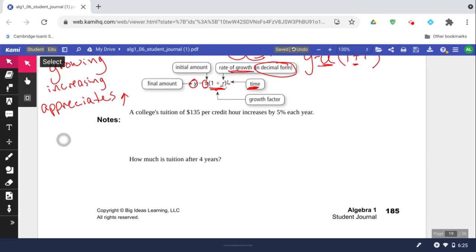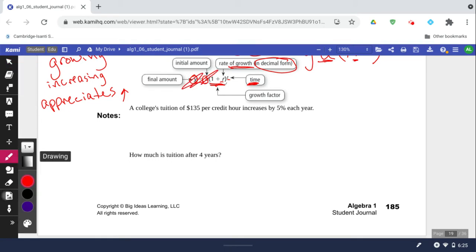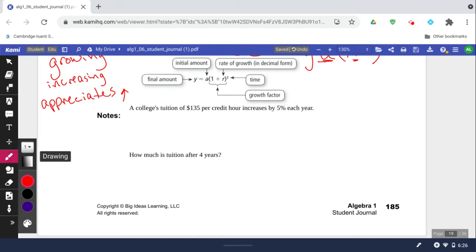I put in a different little problem here. It's not in your student journal, so if you need to pause it and write it down, you can. It says a college tuition of $135 per credit hour increases by 5% each year. All right, 5% each year. So we need to be able to plug everything in. All this stuff over here, we've got to know each number. What does that correspond to in my formula?